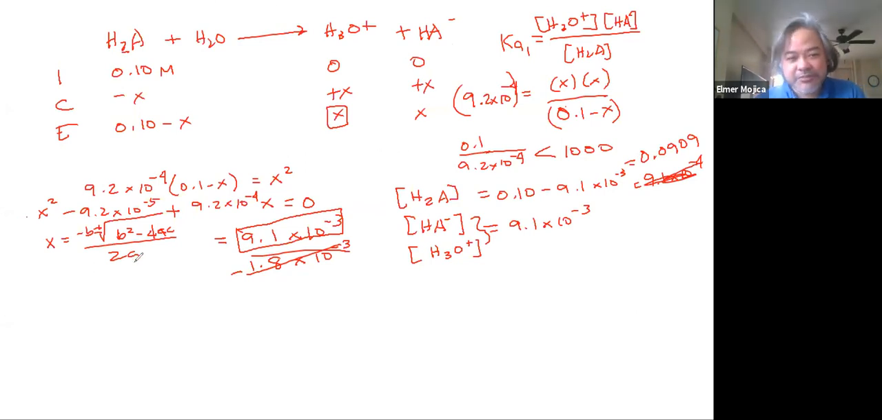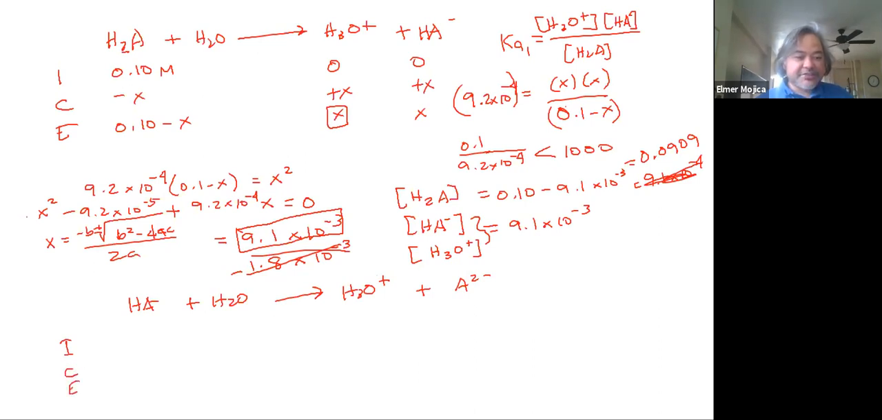Now what do we do next? We have to do the second one, wherein we have an HA minus plus water to give you another H3O plus and A2 minus. But there's a difference now. What are the initial concentrations? You now have some initial concentration. So this is what? 0.0091, right? And you also have here 0.0091. Now, does that make sense?